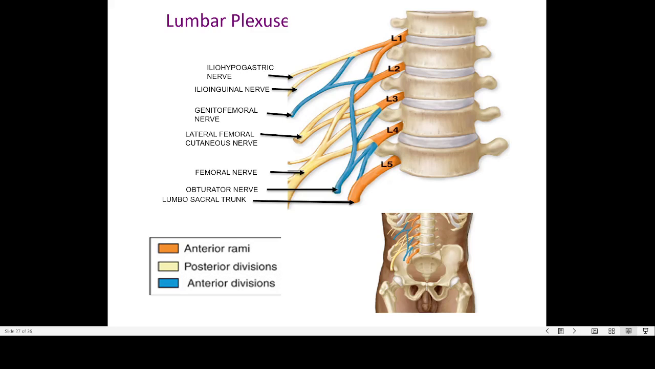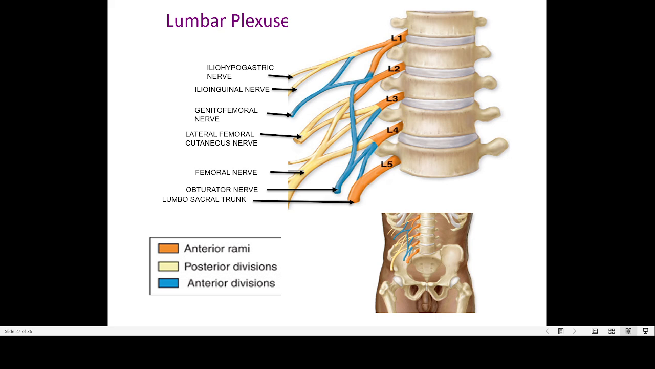So the lumbar plexus is one of the important plexuses in the lumbar region that usually forms by the uniting of the anterior rami of L1, L2, L3, L4 and L5. So usually L1 to L5, the ventral rami of these spinal segments, especially the anterior rami, unite, form a network arrangement, a plexus, and give branches.